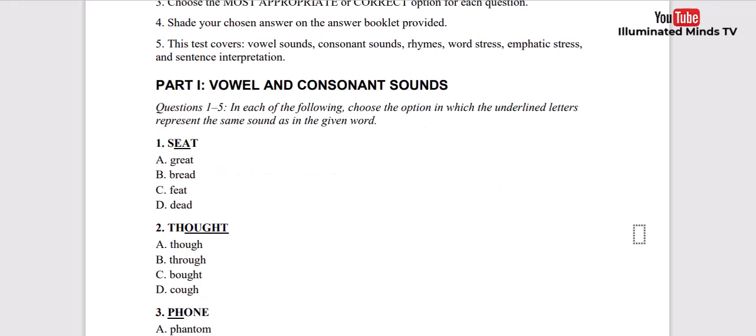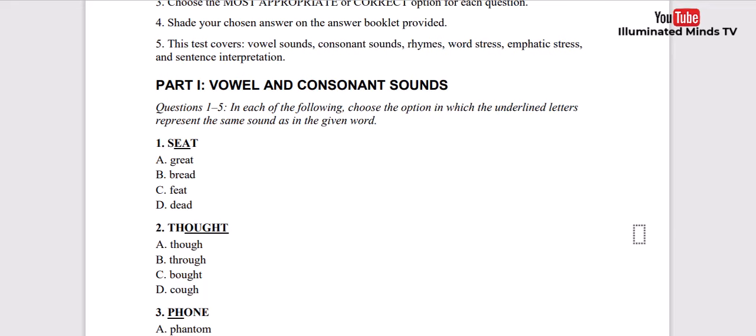So this has to do with vowel and consonant sounds. WAEC always wants to test your knowledge when it comes to the vowel part and consonant part. That is how you have the understanding of these sounds. So we are going to be looking at that exactly right now. Now, let us read the instruction.